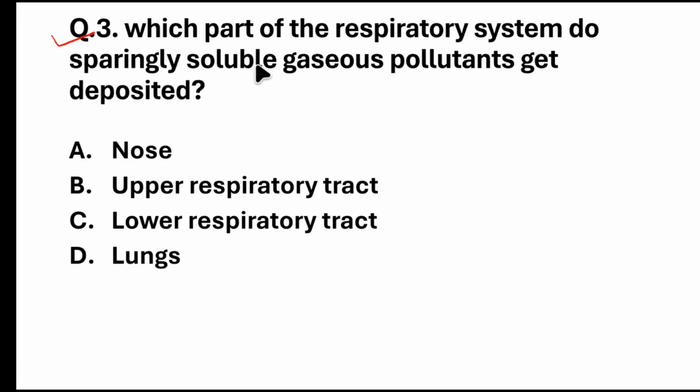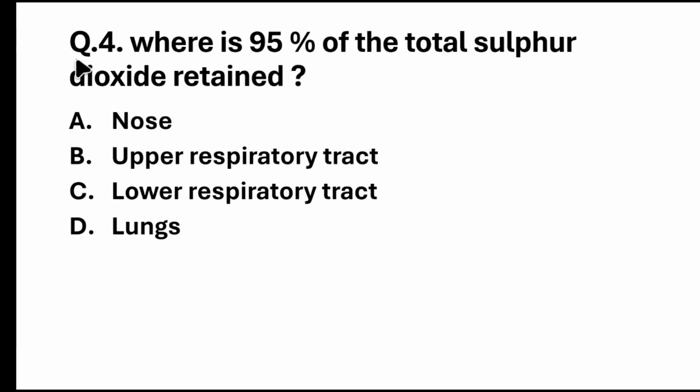Question number 3. Which part of the respiratory system do sparingly soluble gaseous pollutants get deposited in? Answer is option D. In the lungs. Question number 4. Where is 95% of total sulfur dioxide retained? Answer option B. In the upper respiratory tract.